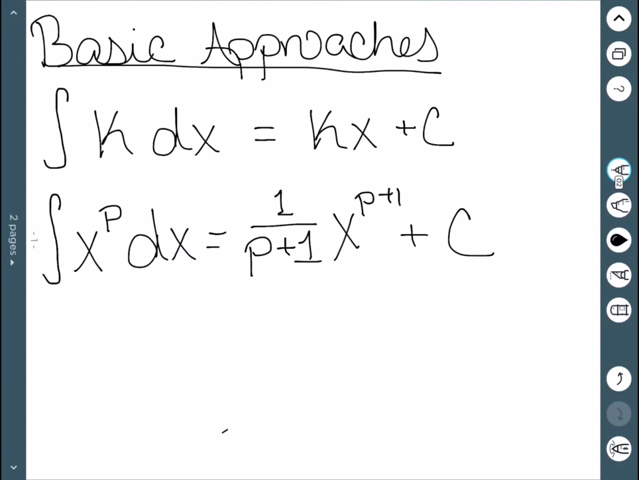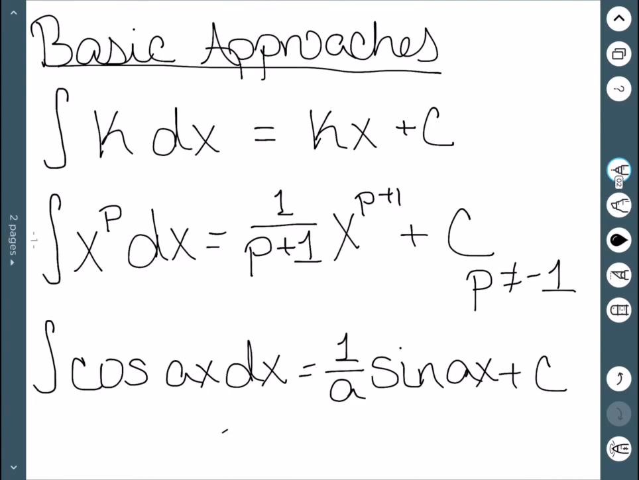The second one is our power rule. The integral of x to the p is 1 over p plus 1, x to the p plus 1, plus c, provided, of course, that p is not equal to -1. So as long as our exponent is not -1, we can add 1 to the exponent and then divide by that number. If our exponent was equal to -1, we can see that that would cause us to divide by 0 here. So we'll consider that case shortly.